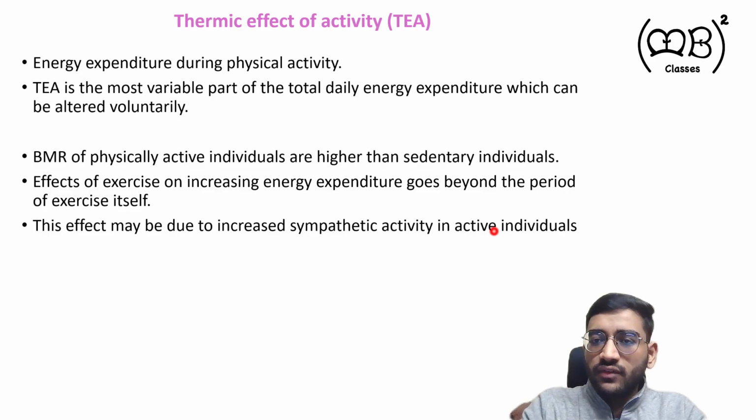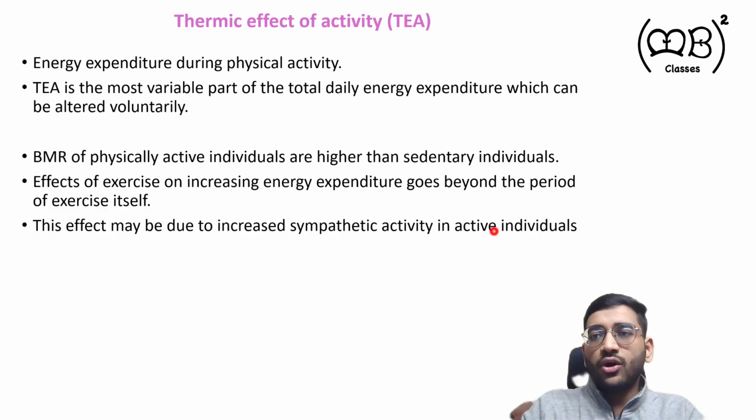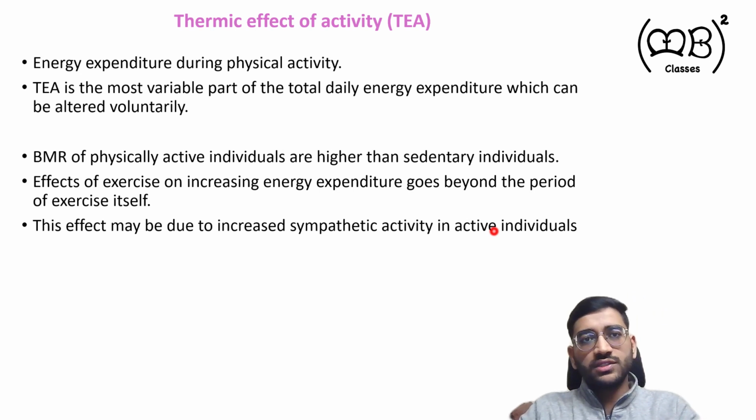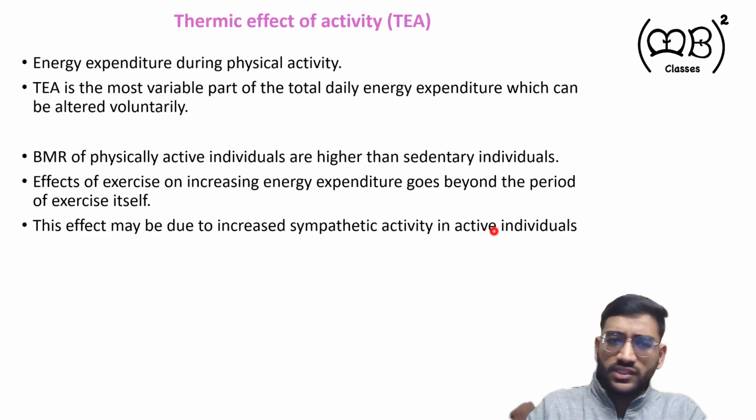So physical activity not only increases your thermic effect of activity, but the effects of exercise go beyond the period of exercise itself and also increase the basal metabolic rate, the metabolic rate which is present at the basal or resting conditions of the individual. That also increases, maybe due to the increased sympathetic activity in physically active individuals.